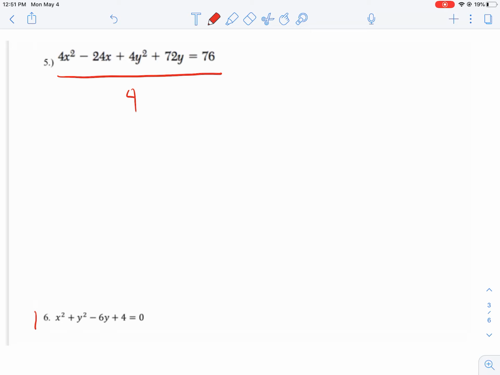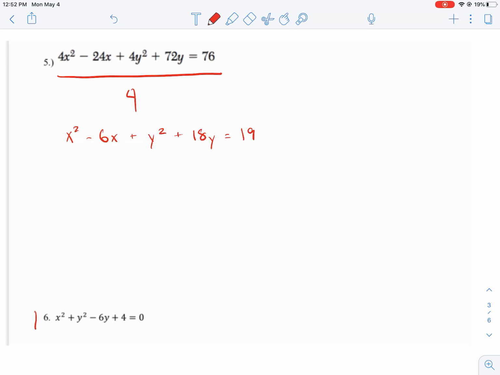So when we divide all this by 4, we're going to get x squared minus 8x, or not 8x, I'm sorry, 6x. Ooh, that would have been bad. So plus y squared, and then I don't know what 72 divided by 4 is. 16 maybe? 18. Okay. 18y is equal to, and that's got to be 19, right? 76 divided by 4. Cool.